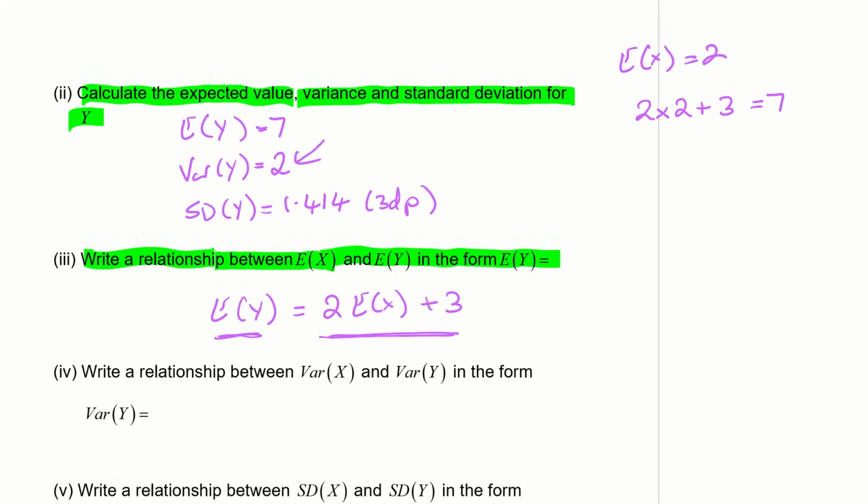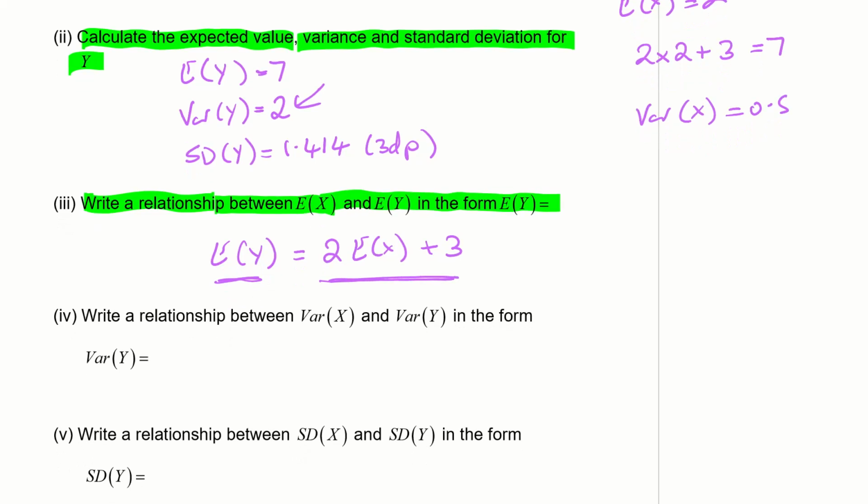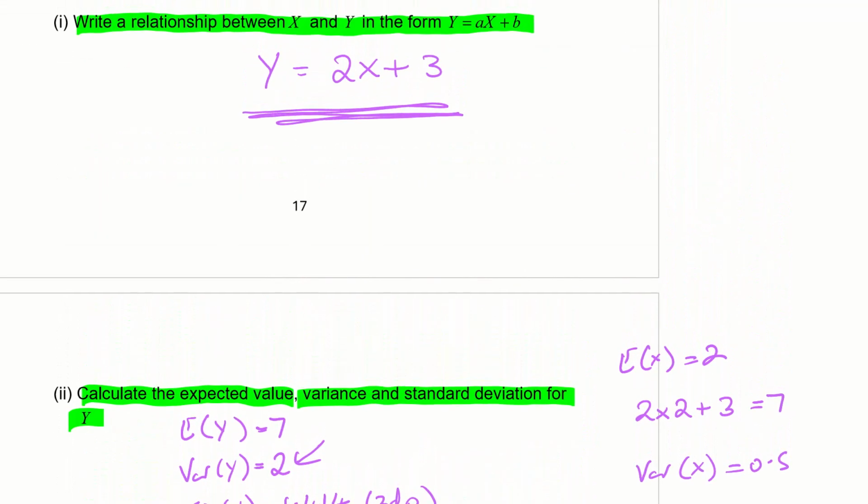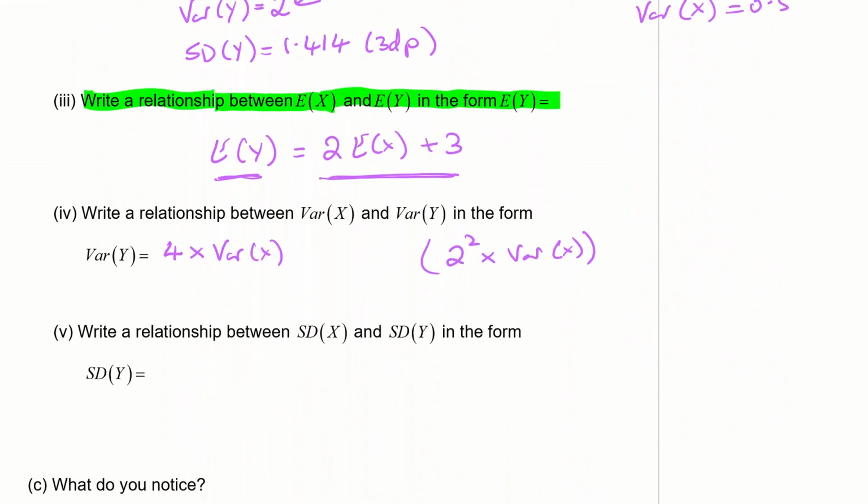For var y, var of x was equal to 0.5. Var y is just 4 times that. So it is going to be 4 times var x, which is 2 squared times var x. Variance is a squared quantity. And the 2 squared comes from here, the multiplication. This one is going to be 2 times the standard deviation of x.